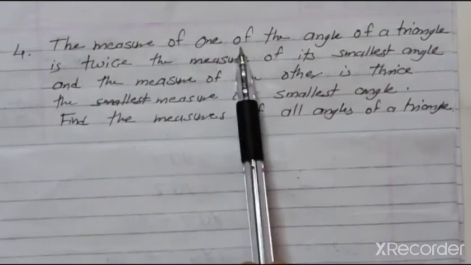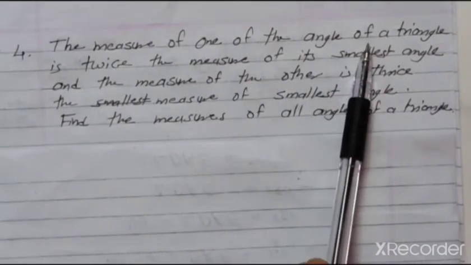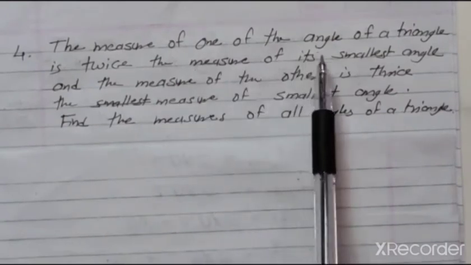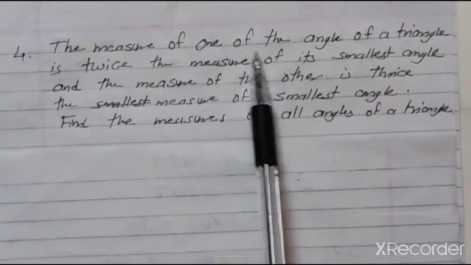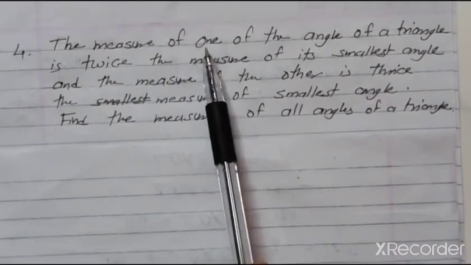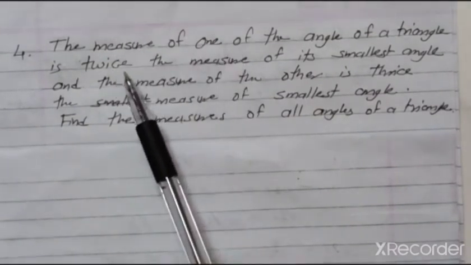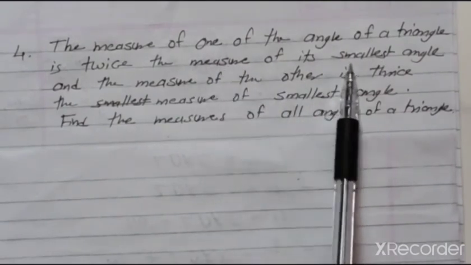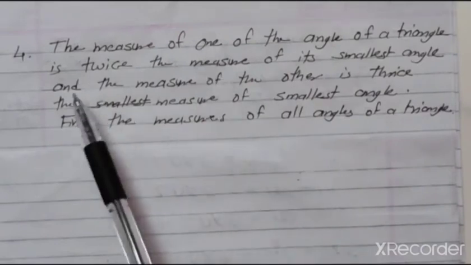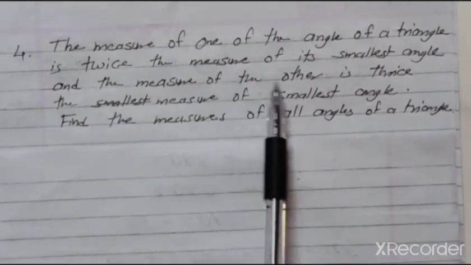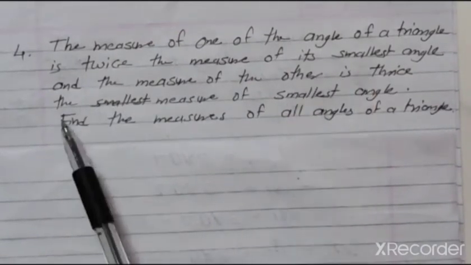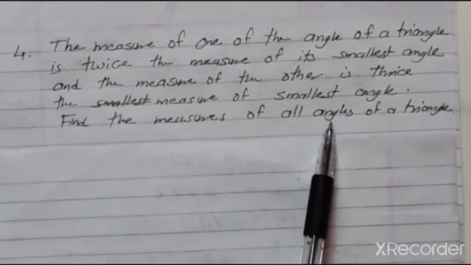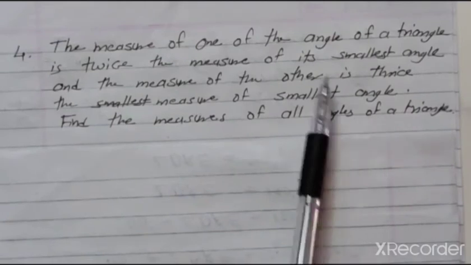The measure of one angle of a triangle is twice the measure of its smallest angle. See here in this first sentence, the measure of one angle is compared with its smallest angle. So we will consider first this measure of the smallest angle. The measure of the other angle is thrice the measure of its smallest angle. So find the measure of all angles of a triangle.